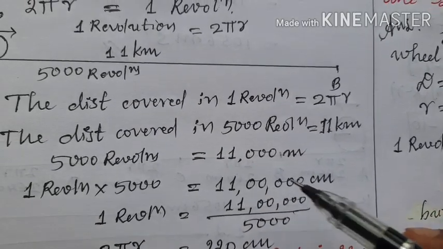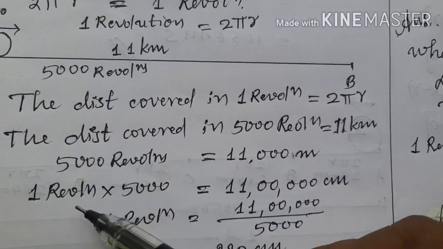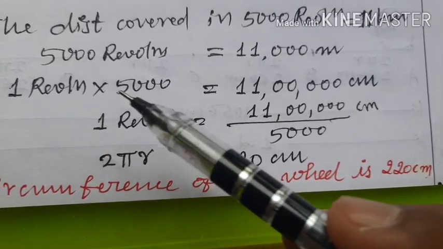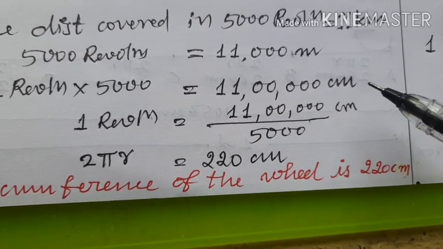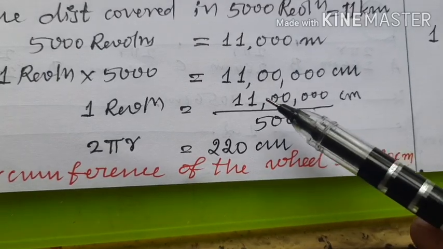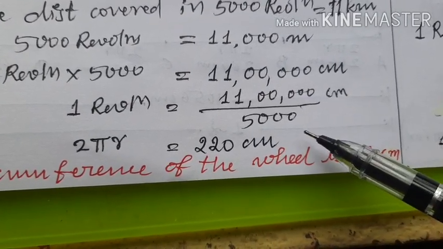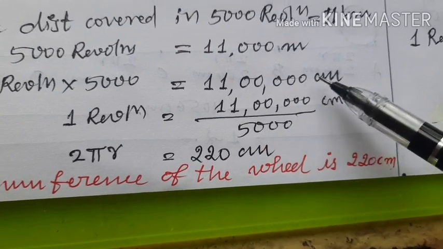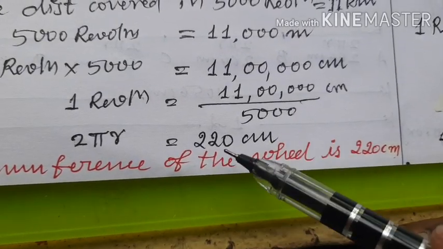Here this 5,000 revolutions I can put as 1 revolution into 5,000. 1 revolution into 5,000 is equal to 11 lakh centimeter. If this into 5,000 comes this side, it becomes 11 lakh centimeter upon 5,000, and here the 3 zeros will get cancelled, and after the simplification I have 220 centimeter.